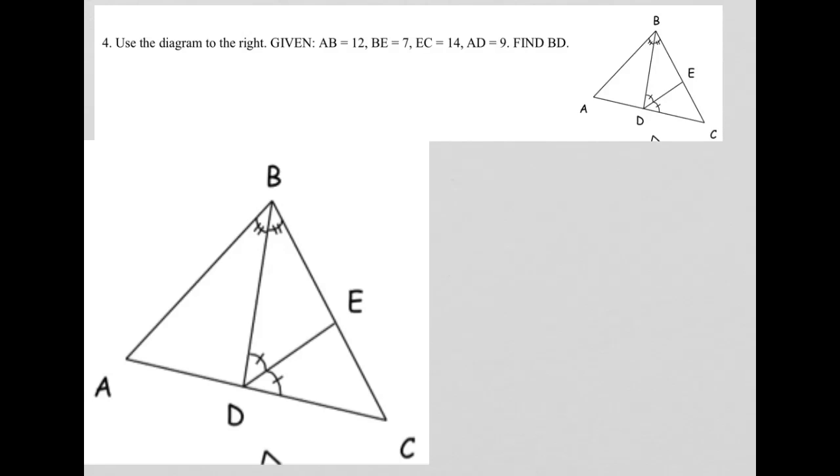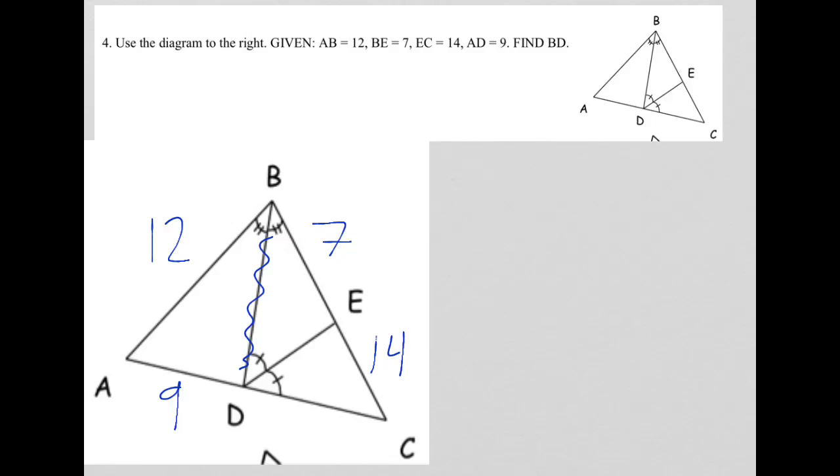Okay, problem number 4. I want to use this diagram and label AB as 12. Let's label BE as 7. EC is going to be 14 right there. And finally, AD is 9. And we want to find BD right there.